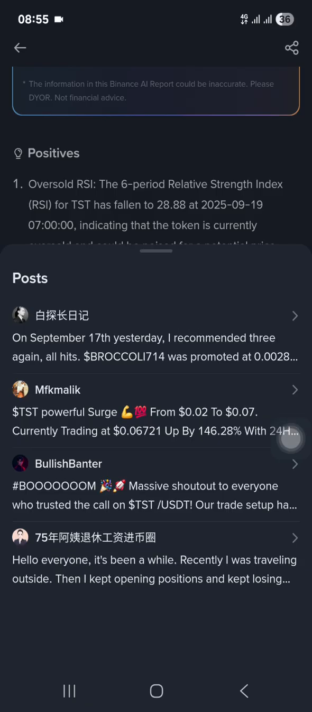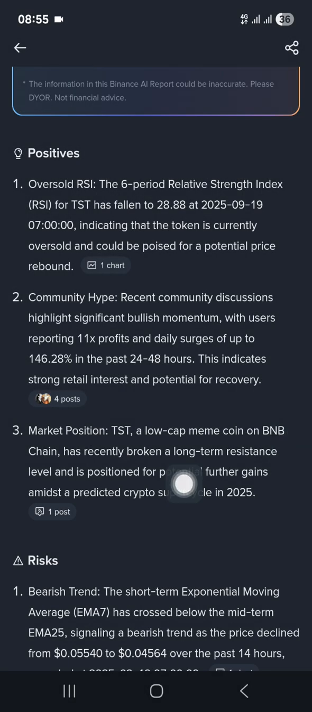So what people are saying on it, you can see the market position: TXT, a low cap meme coin on BNB chain, has recently broken a long-term resistance level and is positioned for potential further gains amidst a predicted crypto super cycle in 2025. This is just a post. That's what people are saying.